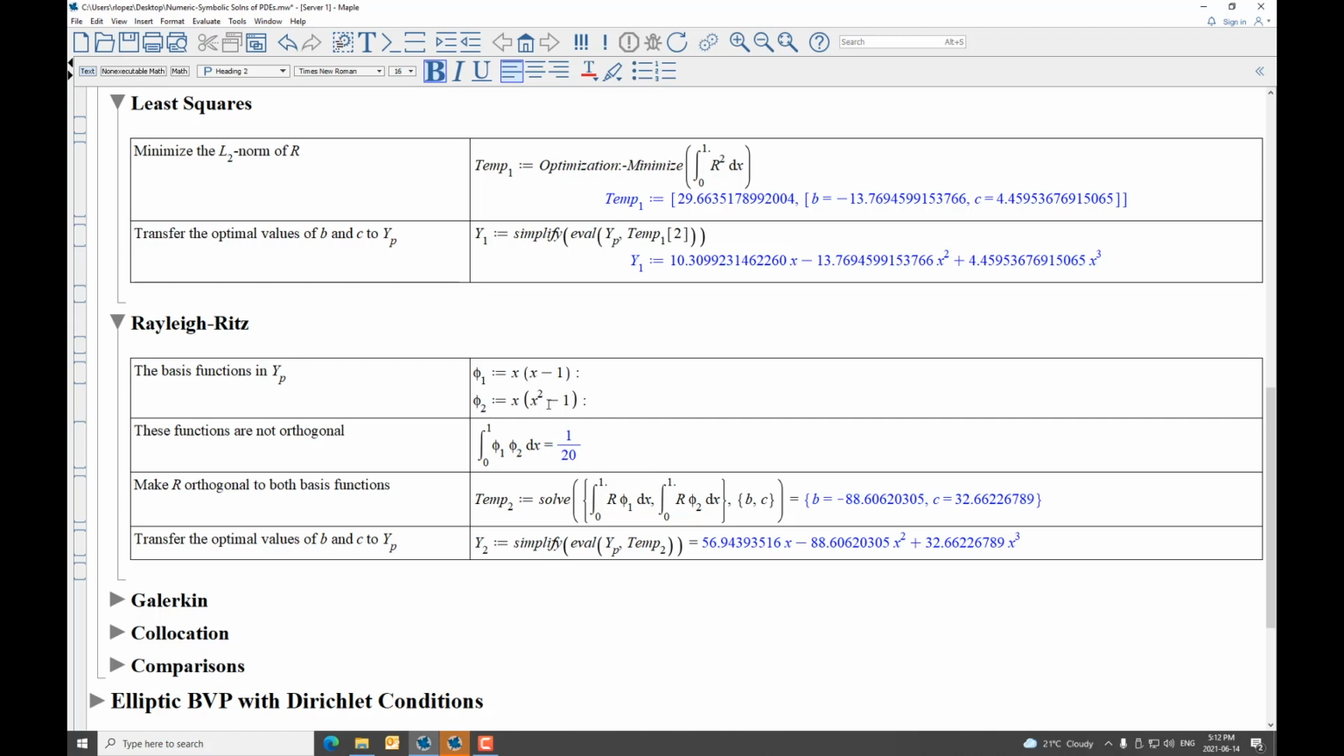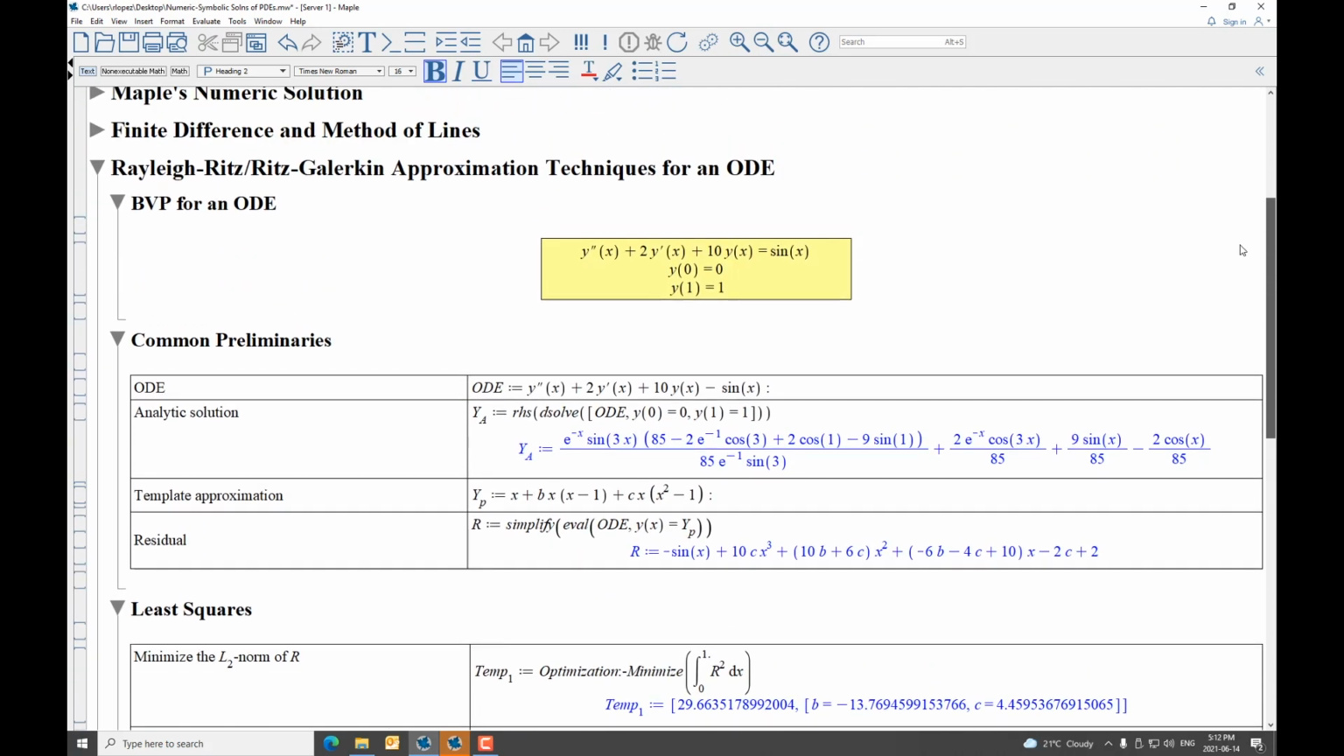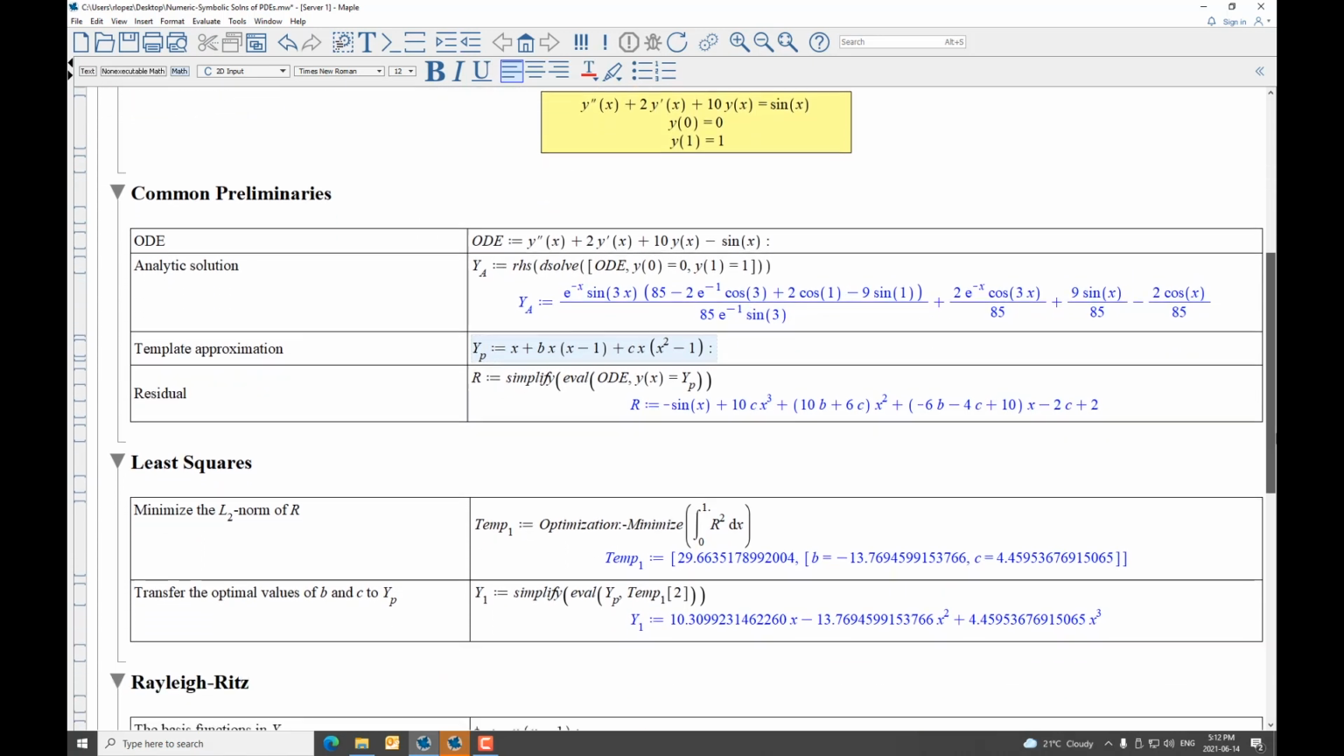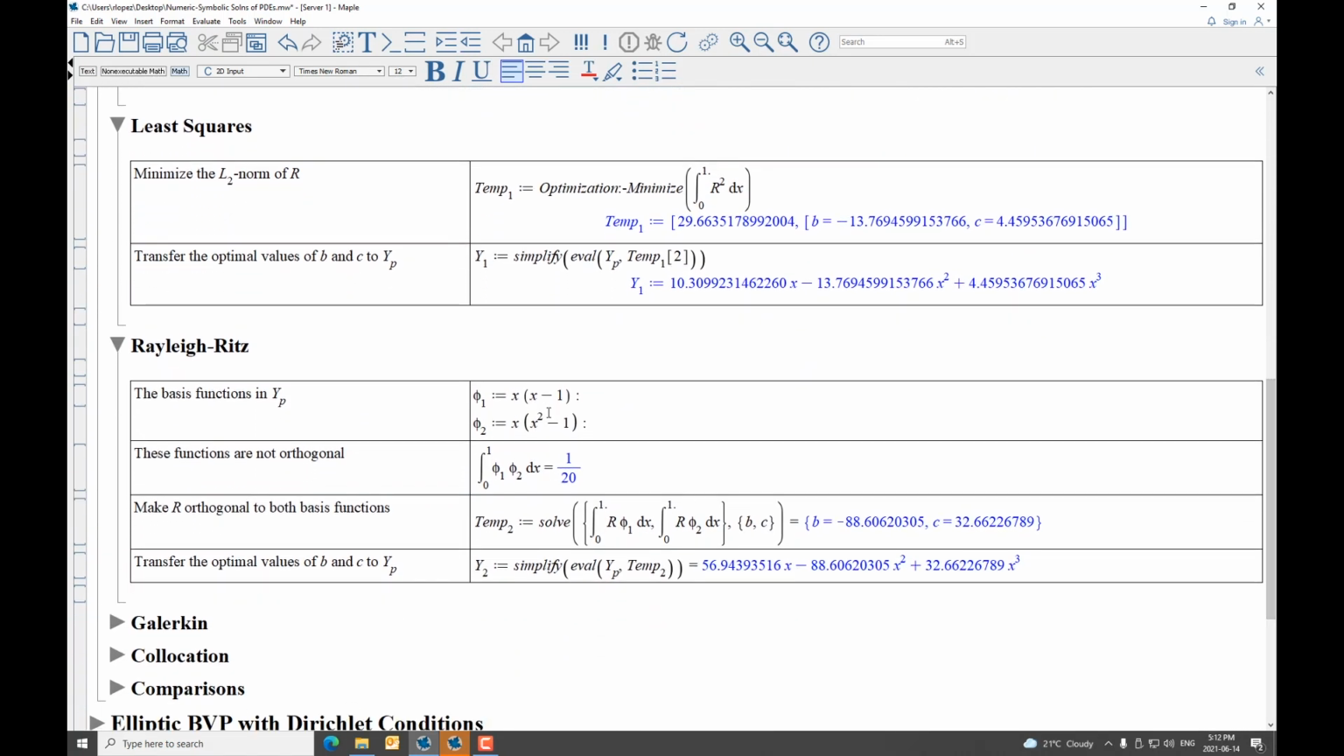And these are the two basis functions which appeared in the template y at the beginning here in common preliminaries. Okay, this function and this function. Choose those to be the basis functions. They are themselves not orthogonal, but you make R orthogonal to those two functions. That will give you a value of B and C, and hence an approximate solution.